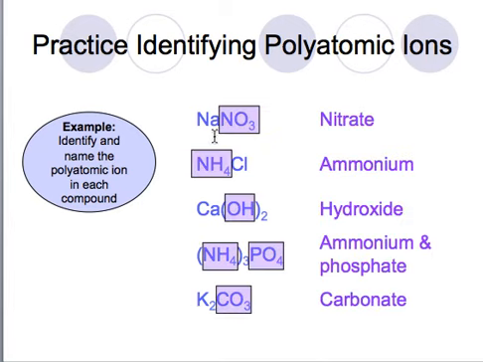Here are the answers. Sodium has a polyatomic behind it called nitrate. Here's the polyatomic ion on the front called ammonium. Here's the hydroxide ion. Sometimes you can have ammonium with another polyatomic behind it, so two polyatomic ions, ammonium and phosphate, and this compound has carbonate as a polyatomic ion. Together, if you want to name this whole piece, this is sodium nitrate, ammonium chloride, calcium hydroxide, ammonium phosphate, and potassium carbonate.